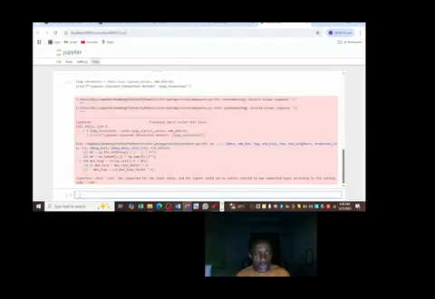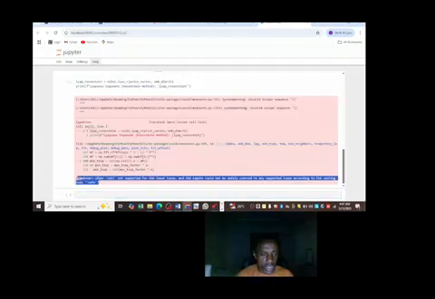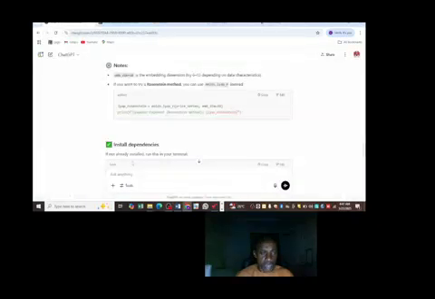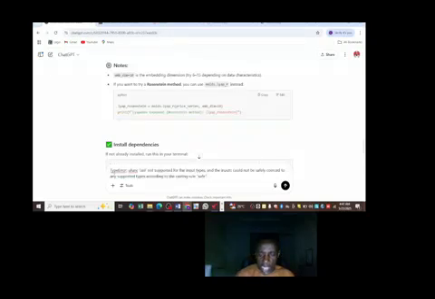Now it comes with this error. It is a type error. What you do is, anytime you have an error like this, you just copy, then you move back to ChatGPT to say that you are confronted with this error. Then you paste and enter.